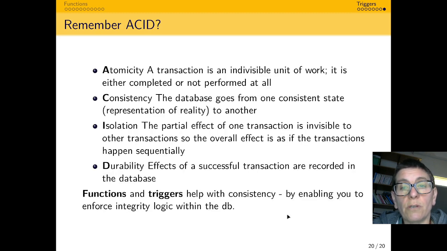Remember what we were talking about with ACID in the lectures on Monday? We know that atomicity, consistency, isolation and durability are all very important. What functions and triggers do is they help us ensure consistency, so you can enforce your referential integrity within the database system.